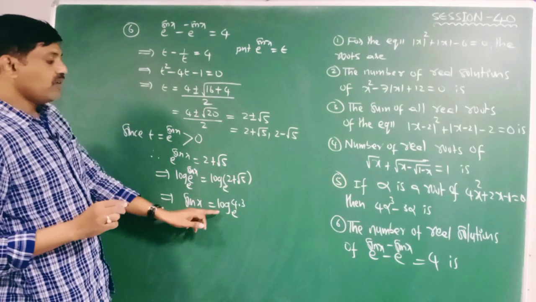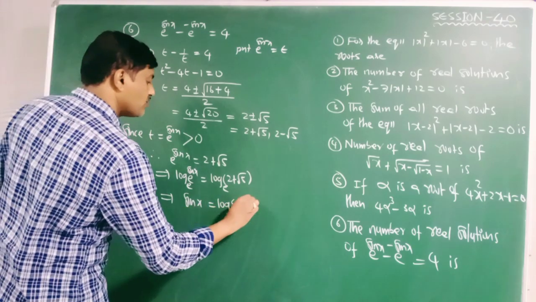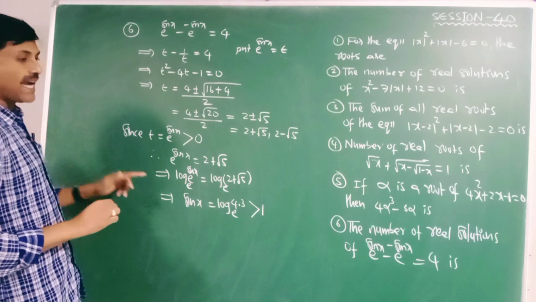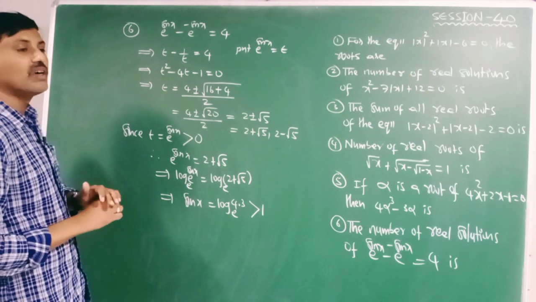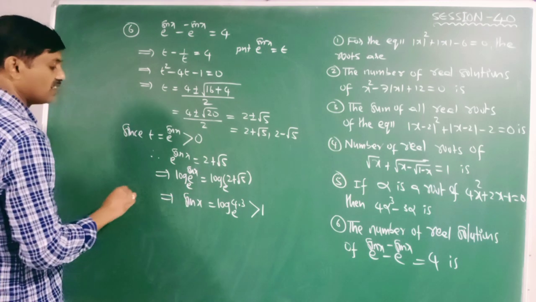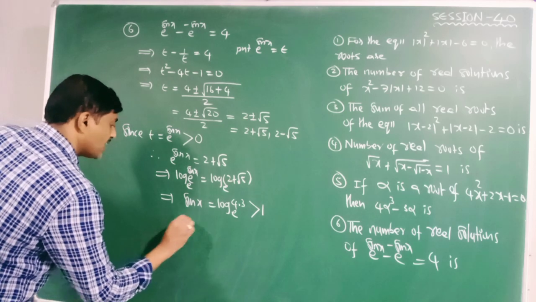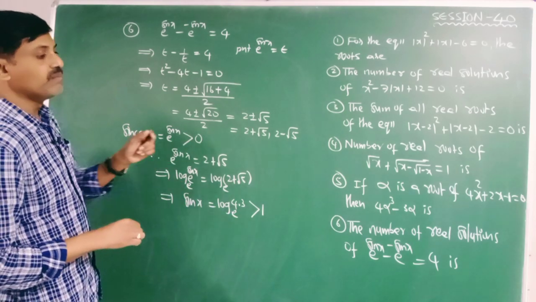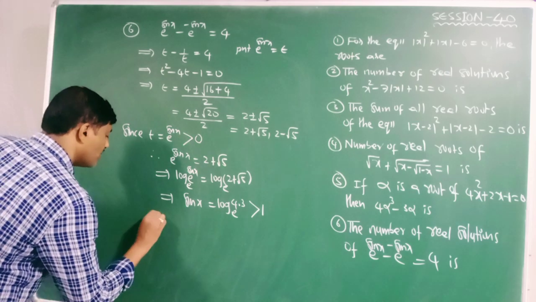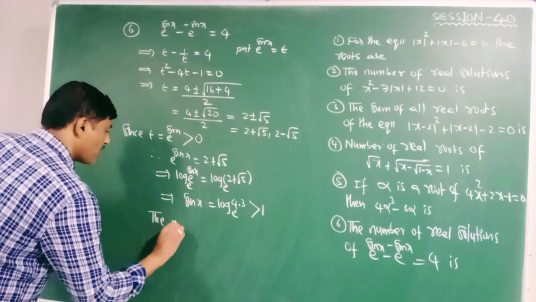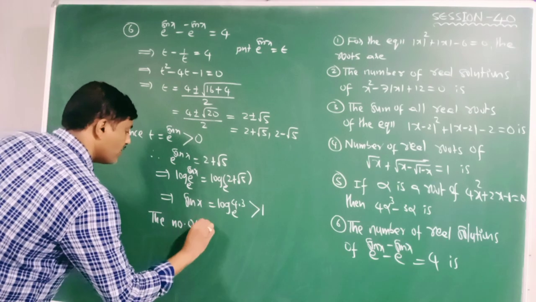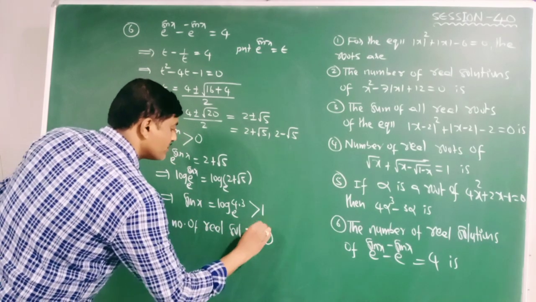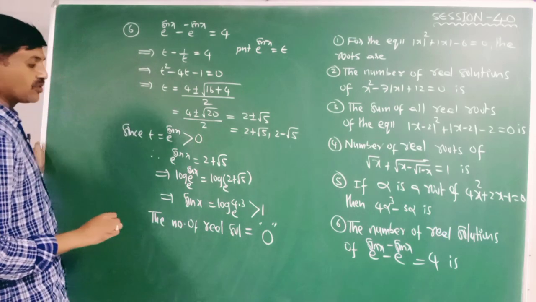Now this log of 4 point something is always greater than 1. But as we know, sin x is always less than or equal to 1. Therefore, in this case, the number of real solutions is 0.